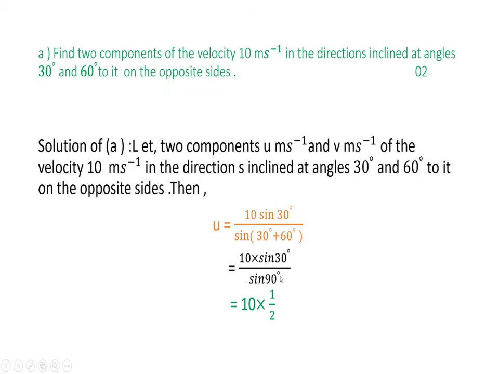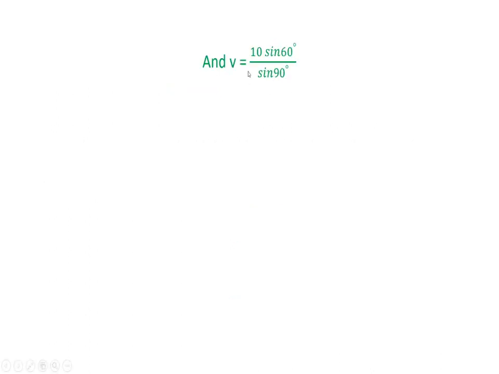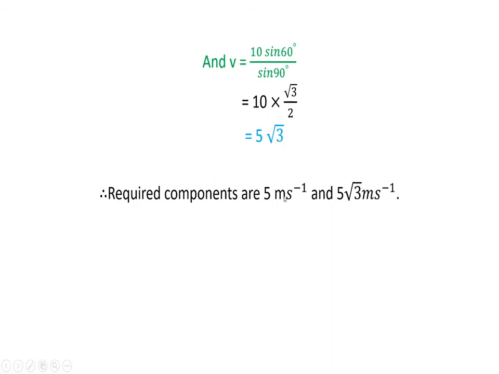Sine 30 degree equal to half. Sine 90 degree equal to 1. So we get 10 into half. Finally we get 5. And v equal to 10 sine 60 degree by sine 90 degree. 10 remains unchanged. Sine 60 degree equal to root 3 by 2 and sine 90 degree equal to 1. So finally we get 5 root 3. Required components are 5 meter per second and 5 root 3 meter per second.